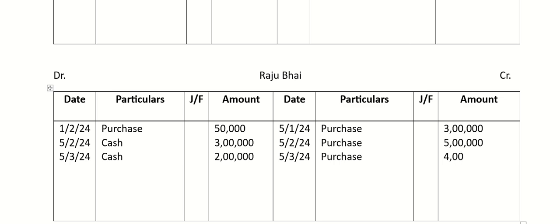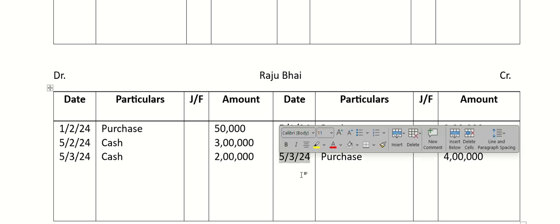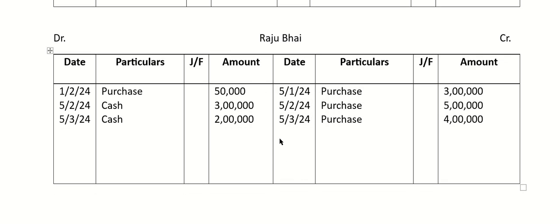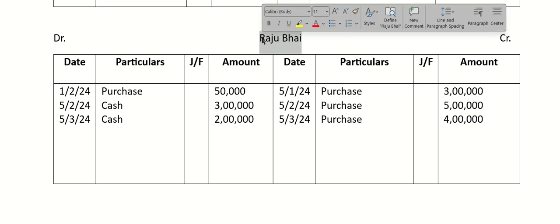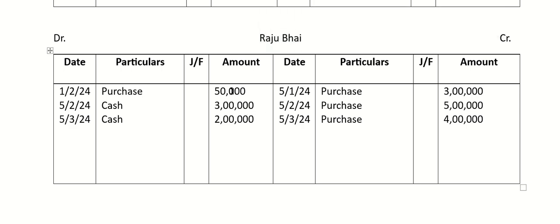Now just see, the financial year has ended on 31st March 2024. So I am going to see how much I still have pending to pay to Raju Bhai. Take the sum here. It is 2 lakh, 3 lakh, it is 5 lakh 50,000. That is, the debit side shows 5 lakh 50,000 as a total.